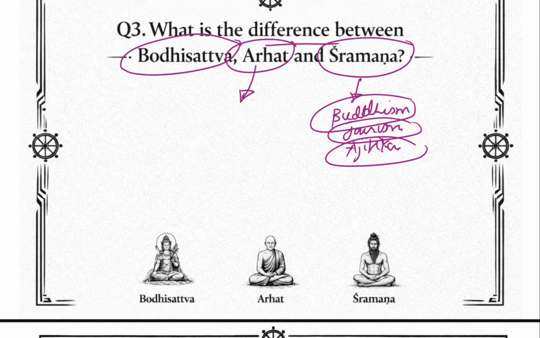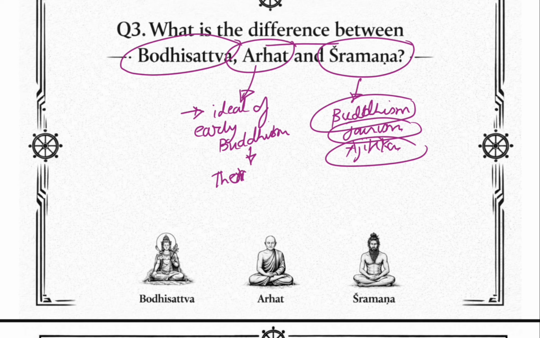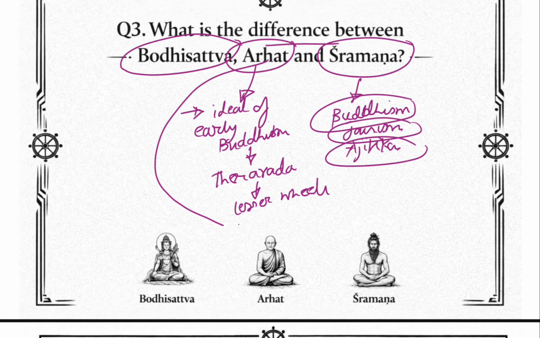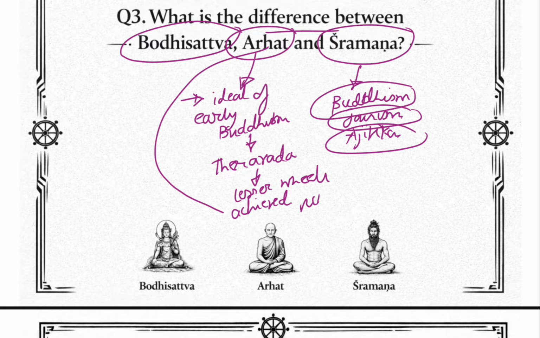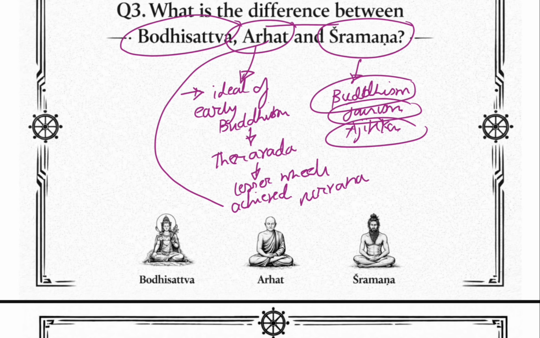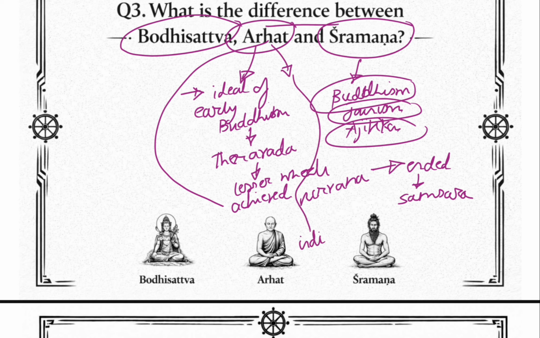What is Arhat? Arhat is the ideal of early Buddhism, what we call the Theravada tradition, which is also called the lesser wheel. An Arhat is somebody who has achieved Nirvana. That is, he has ended the cycle of birth and rebirth, what we know as samsara. Arhat focuses on individual liberation.